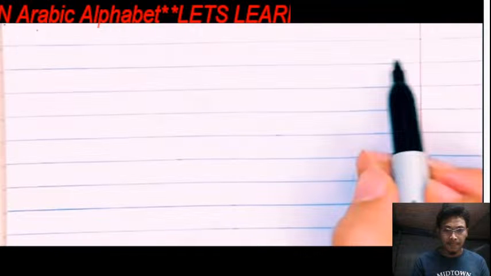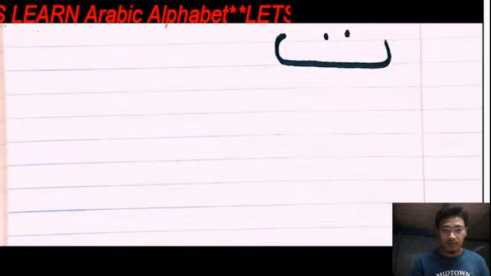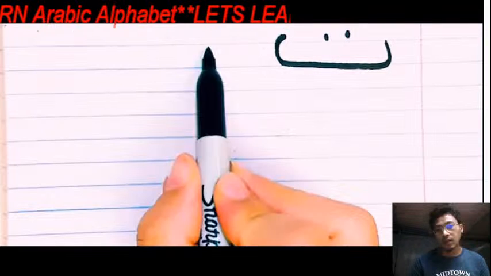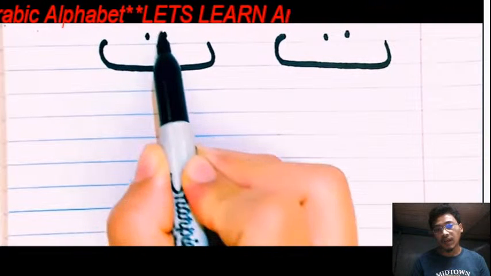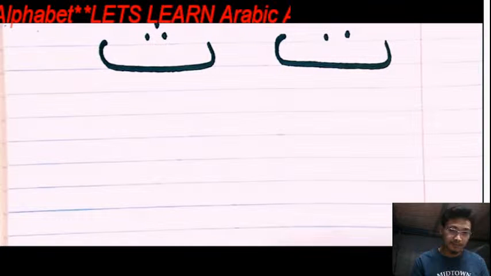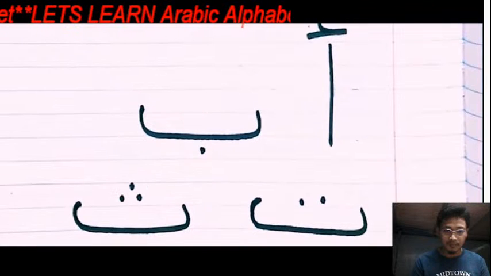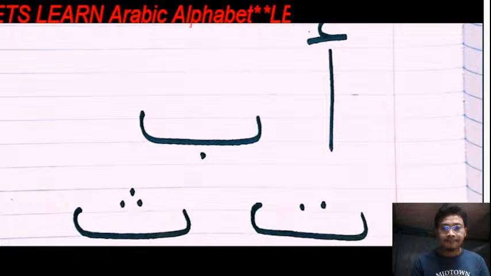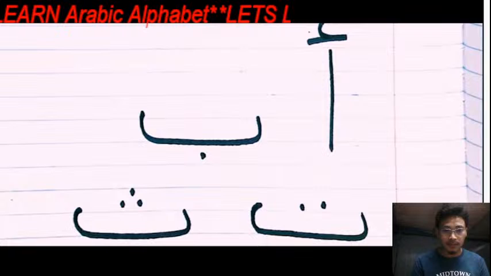Watch how I'm writing the ta. Ta. Tha. So I'm going to push this down a little bit so you can see how the ba, the ta and the tha have the same shape. Alif, ba, ta, tha. Okay?